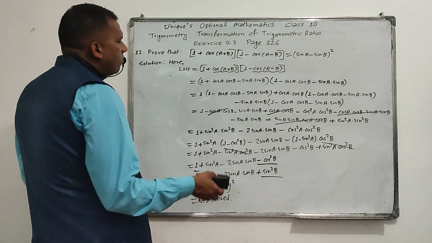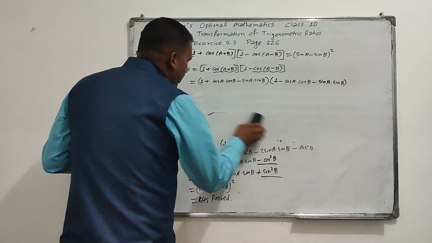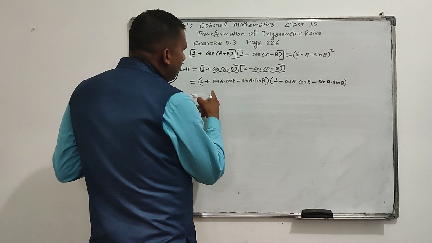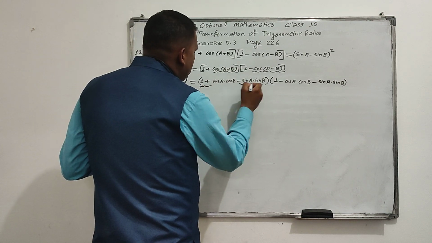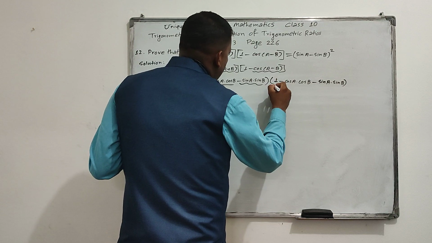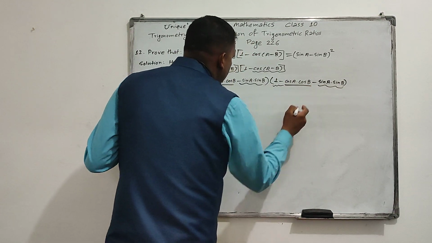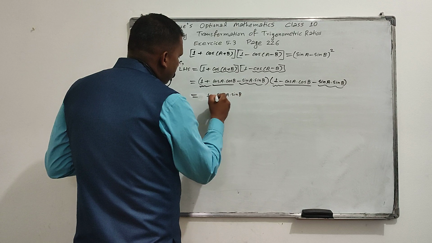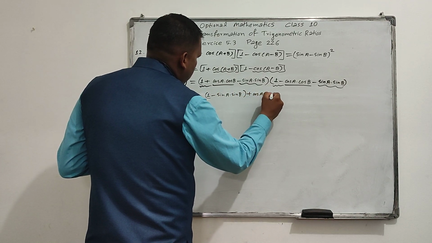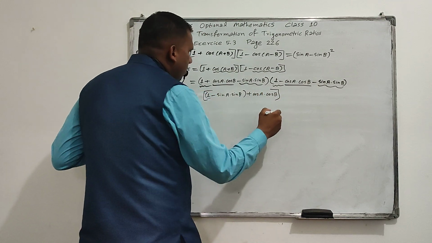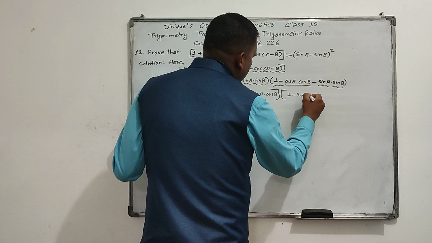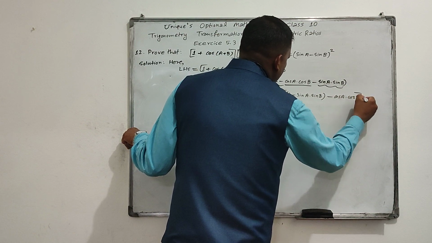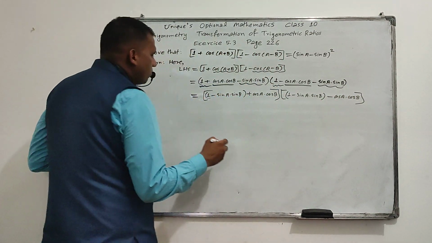Again, we can use the formula over here. After this step, you can arrange this in terms of formula. This is 1 minus sin A sin B plus cos B, making A plus B form, and again 1 minus sin A sin B minus cos B, that is A minus B. A plus B, A minus B. So using the formula, A square minus B square.